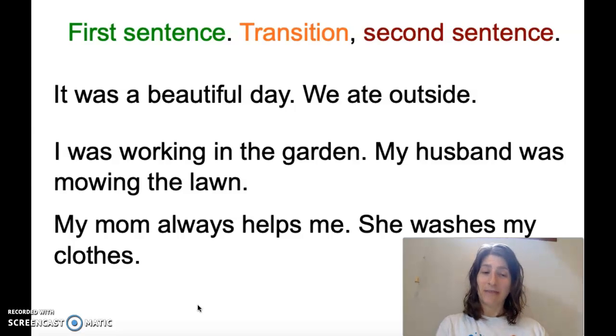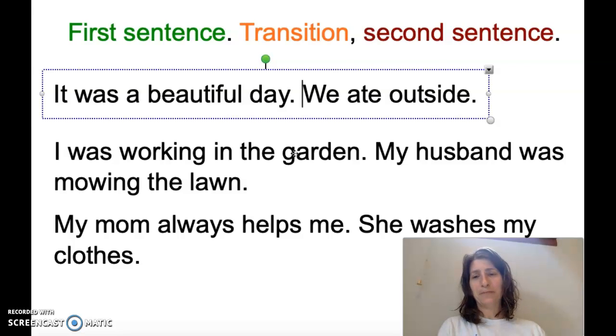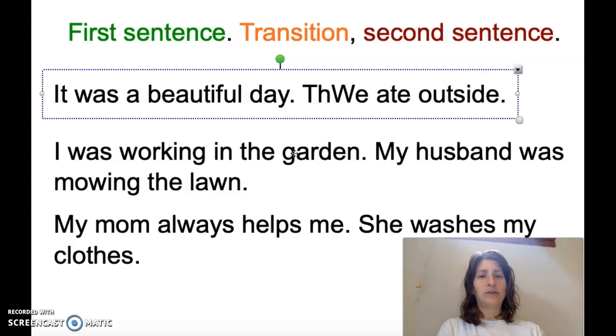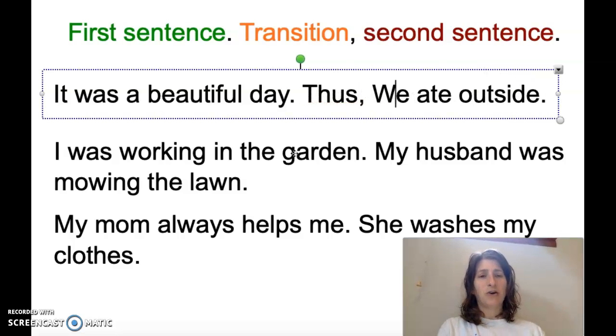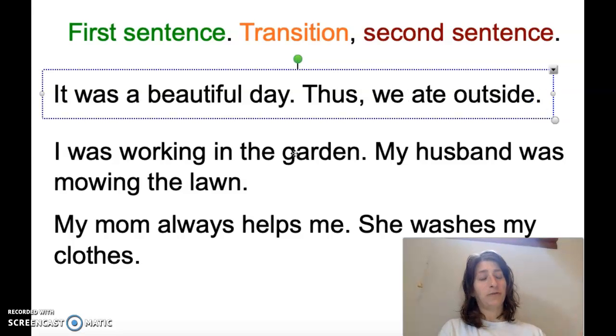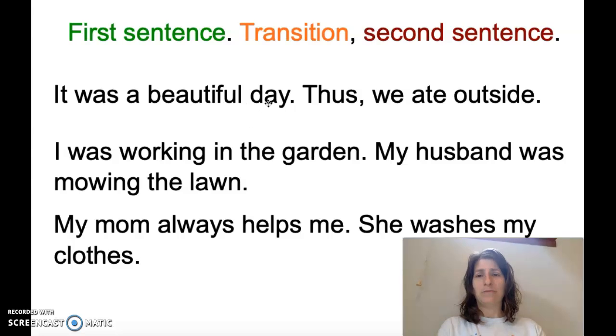I hope you've had time to consider those options. I'm going to put in some that would work. These are not the only right answers, but they're one example. It was a beautiful day. We ate outside. I could use the transition thus. Cause and effect. It was a beautiful day, so we ate outside. A transition, though, I could use thus or therefore. It was a beautiful day, thus we ate outside.